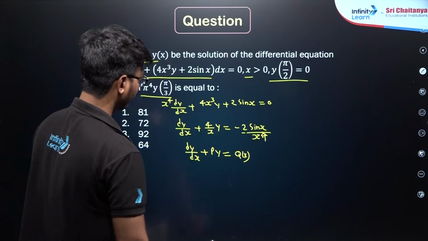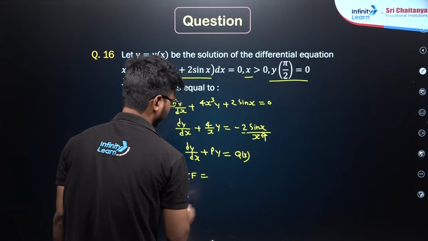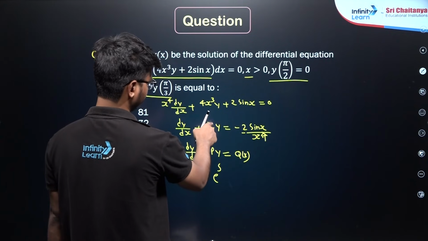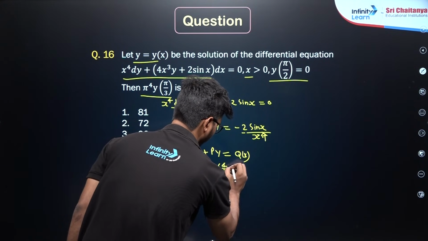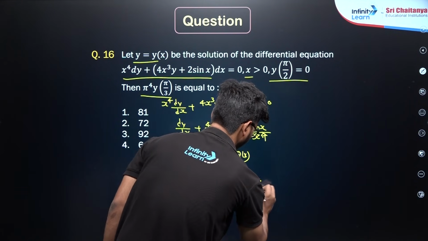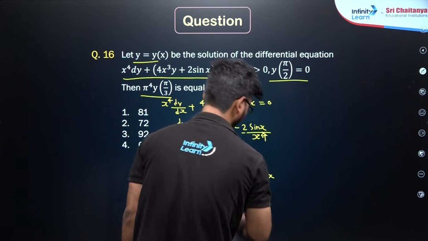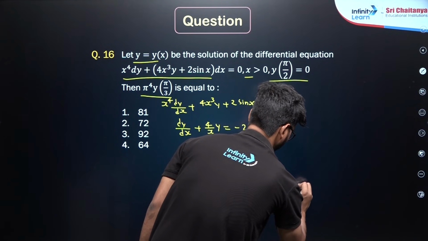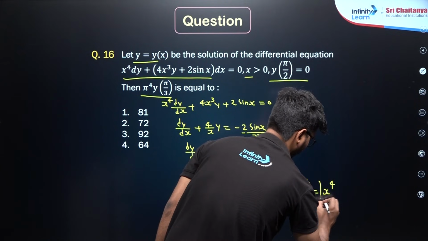So here we are going to get the integrating factor, that is nothing but e to the power integral of p dx, since the value of p is 4 by x, so it will be 4 by x dx. So here we are going to have e to the power 4 ln x. So finally we have e to the power ln x to the power 4. At the end we are getting x to the power 4.